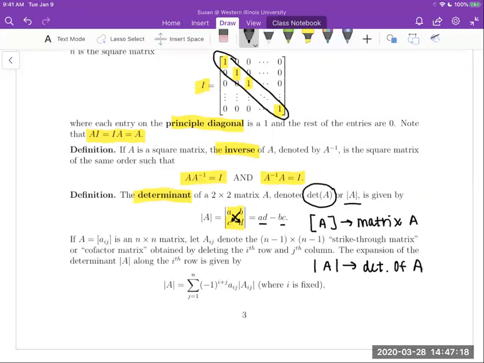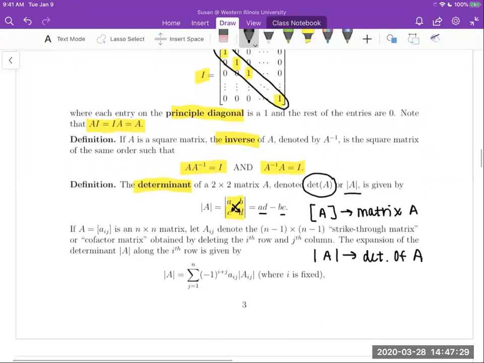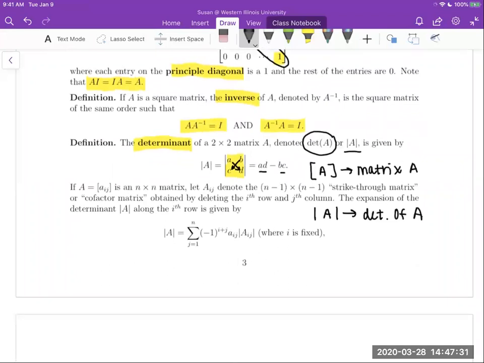So we know how to take the determinant of a 2 by 2 matrix. How can we extend this to a matrix of larger size? And so we have our formal definition here.